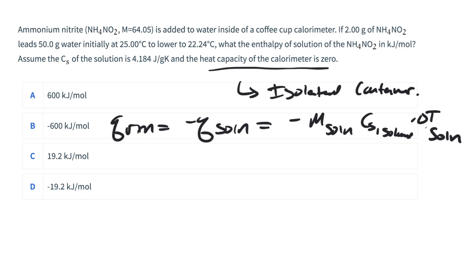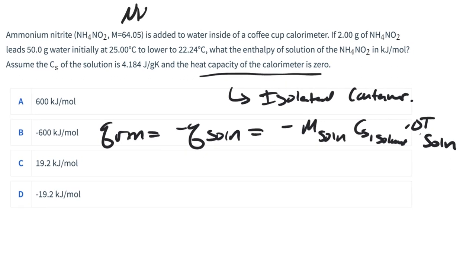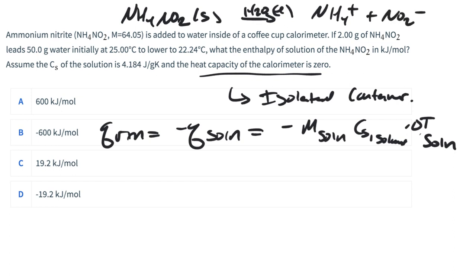And so from first glance, is this exothermic or endothermic? For the compound dissolving in water, is that reaction exothermic or endothermic? And you can think of the reaction itself. The reaction would be NH4NO2, which we should know is water soluble. Anything containing ammonium is water soluble. So we take this compound here, place it into water, and then it should dissociate into ammonium and nitrite ion. So this is the chemical reaction that's occurring.